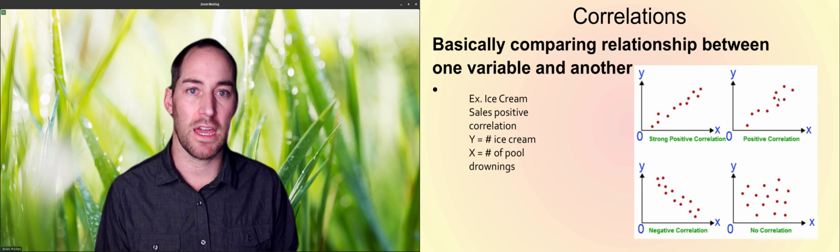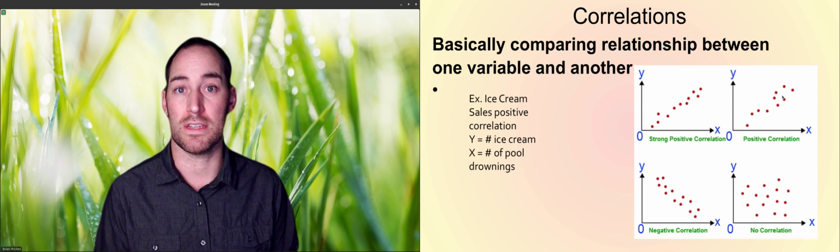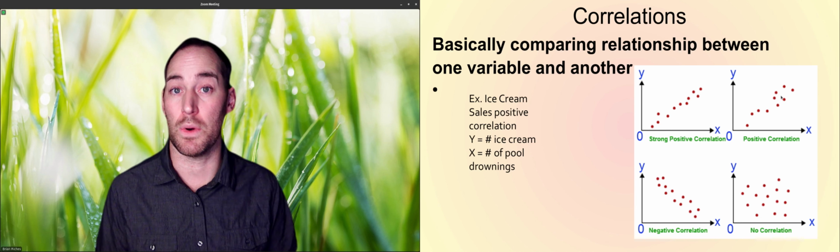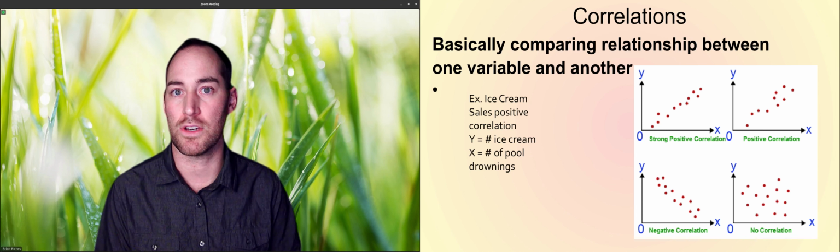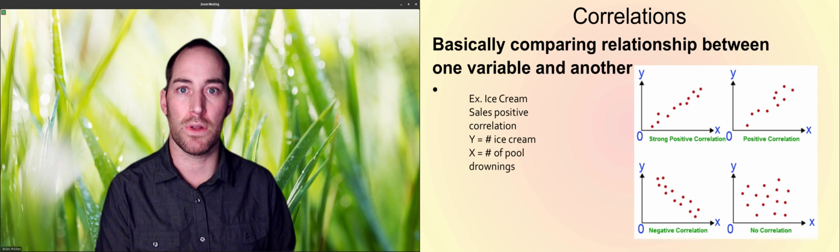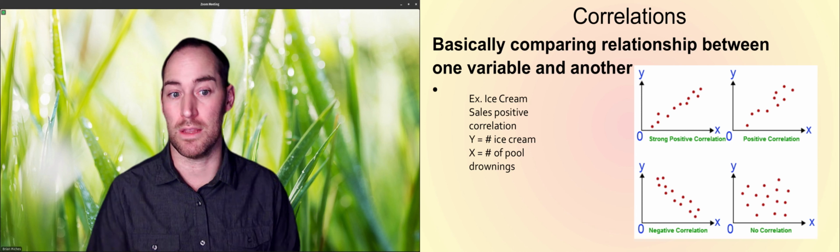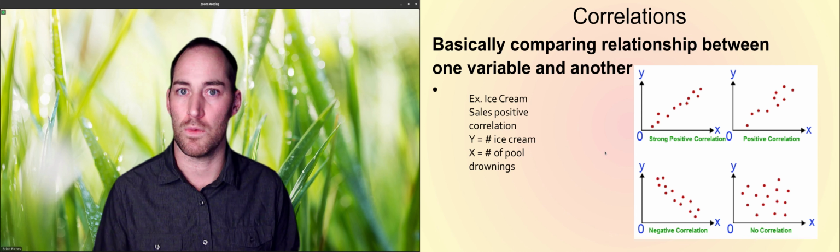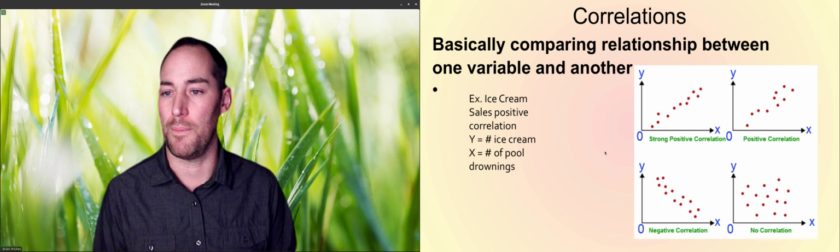The ice cream sales are not causing the drownings. The drownings are not causing the ice cream sales. They are related to one another, though. So there's some relationship. You can see a statistical relationship, and in this case, there's a third variable causing both of them. You can also potentially have variables correlated that aren't related causally in any way at all.